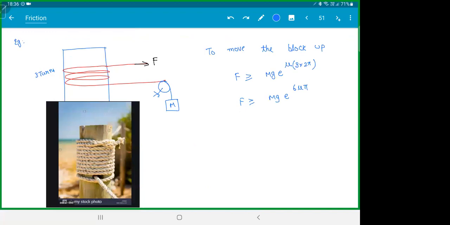If you want to move the block up, you have to pull the rope with a force of at least mg into e power 6 mu pi. Mu is the friction between the rope and the pole. You can try this at home and see. Take a rope and put it across and try to pull and see. You'll find it is more effort. The more turns you make, the more difficult it becomes to pull. Clear? The interesting part is the exponential. You don't get a linear function.